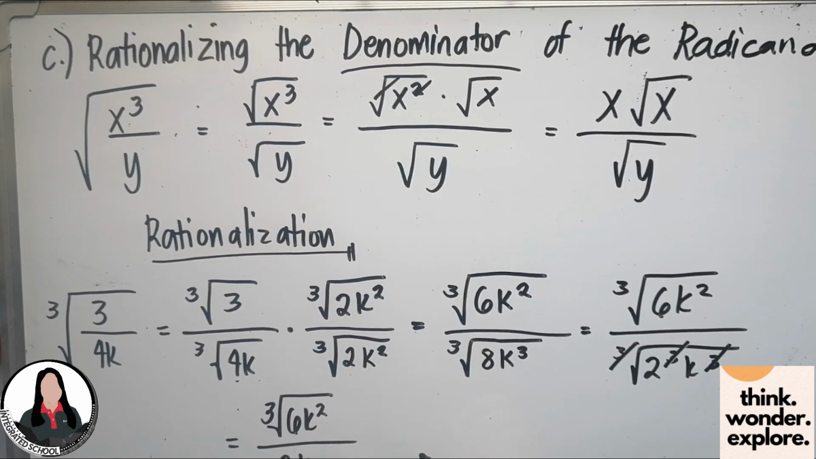So, we should always remember that the simplified form of a radical expression would require three things. First, no prime factor of a radicand that has an exponent equal or greater than the index. Second, no fractions inside the radicals. And third, no radicals on the denominator.